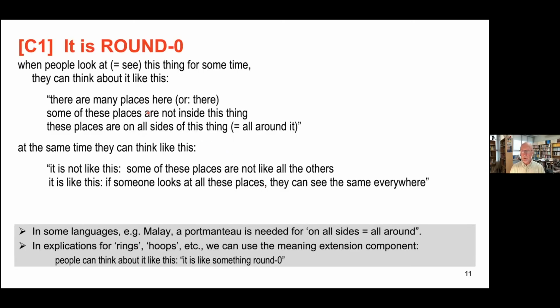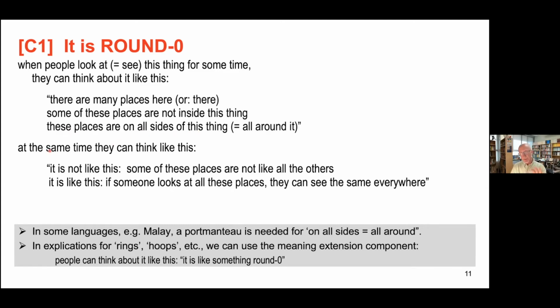Just saying about something, it's round. When people look at this thing for some time, they can think about it like this. There are many places here, or maybe "there might be" sounds better in some languages. Some of these places are not inside this thing. They are on all sides of this thing. So the idea is, if you see, say, the sun in the sky, your attention is not caught by the idea that there are interior places, but your interest is in the places on all sides of this thing. If it was an orange or an apple or a wheel, likewise, your interest is on the places on all sides of this thing.